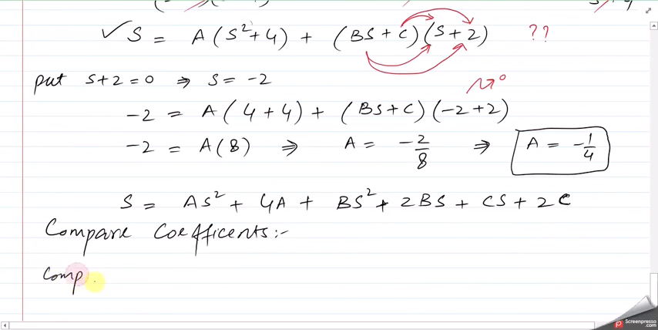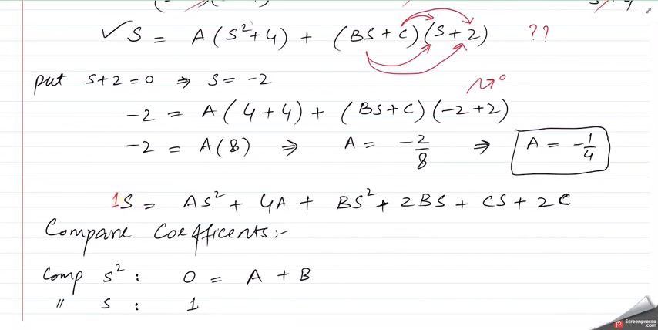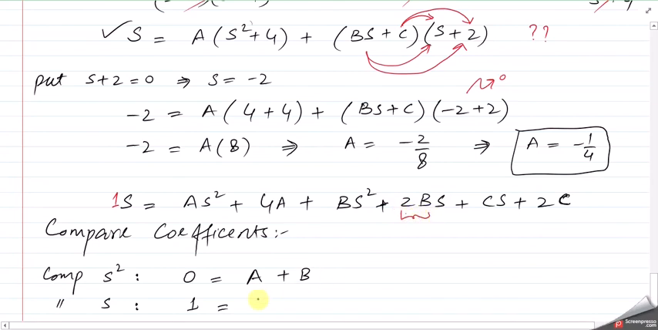So first start with compare s square. 0. This side no s square, so it's 0. On the right side a plus b. Then we compare s. On the left side we have 1, the coefficient only, coefficient of s, which is 1. Okay, not s, just the coefficient. On the right side, not s, not s. This one is s, so this is coefficient. 2, 2b is the coefficient. So we write 2b, and here again plus c.